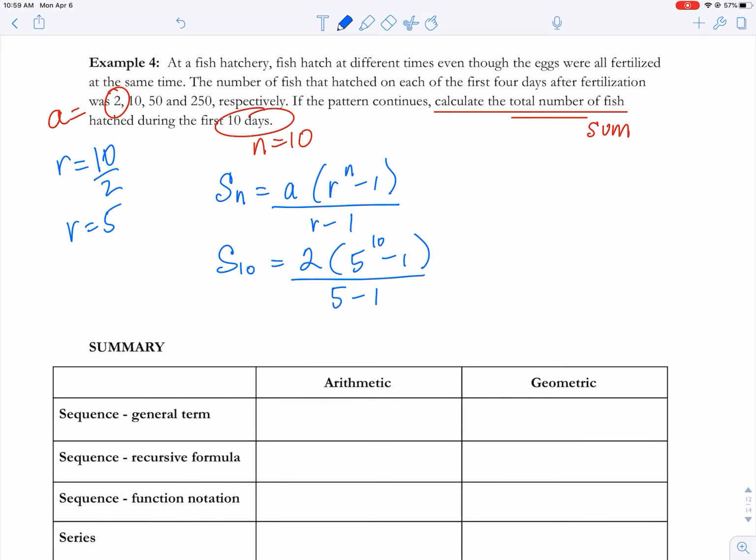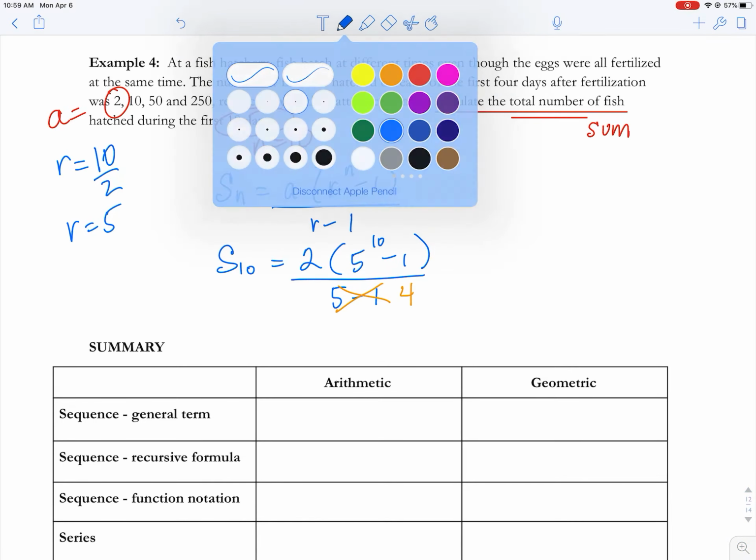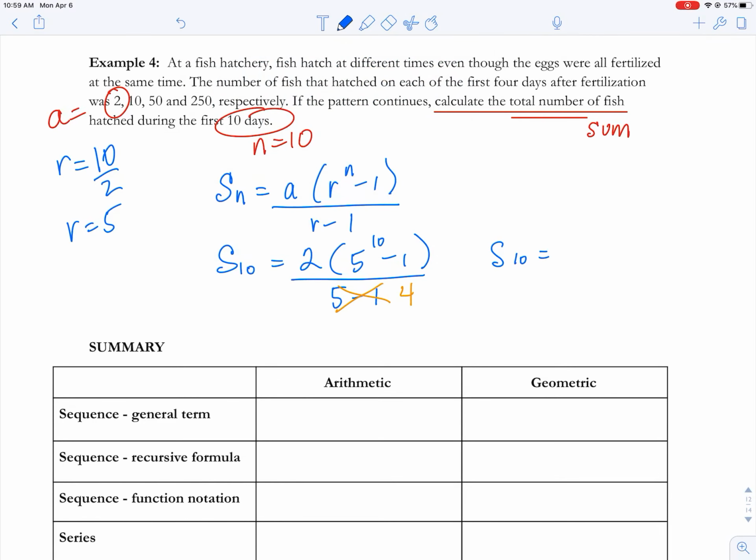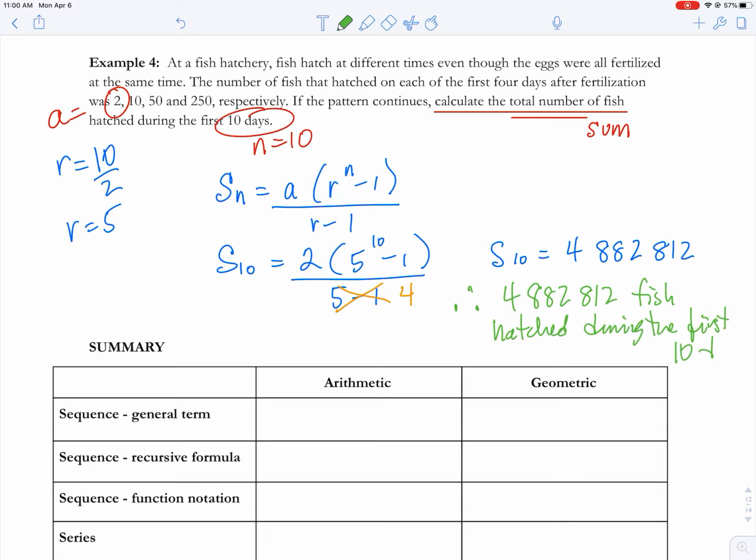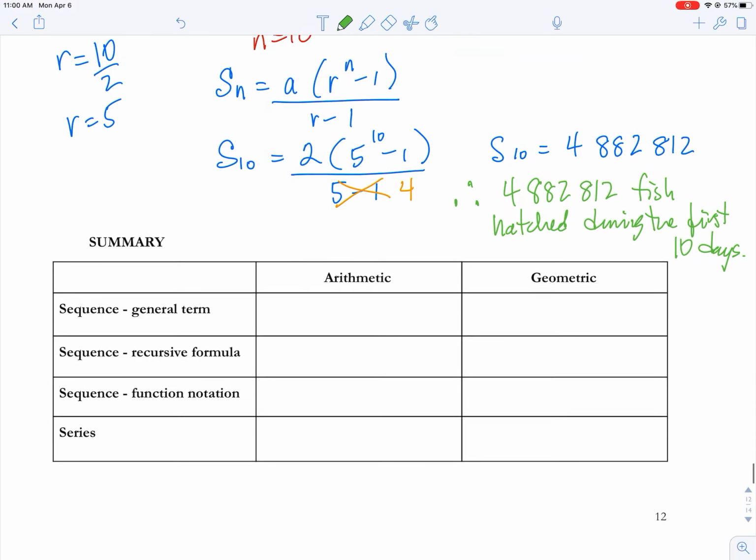And when I did that whole thing on my calculator, and I did the mental math that 5 minus 1 was 4, I got that S10 was 4,882,812. And because they asked in words, I'm going to answer in words. So therefore, 4,882,812 fish hatched during the first 10 days.